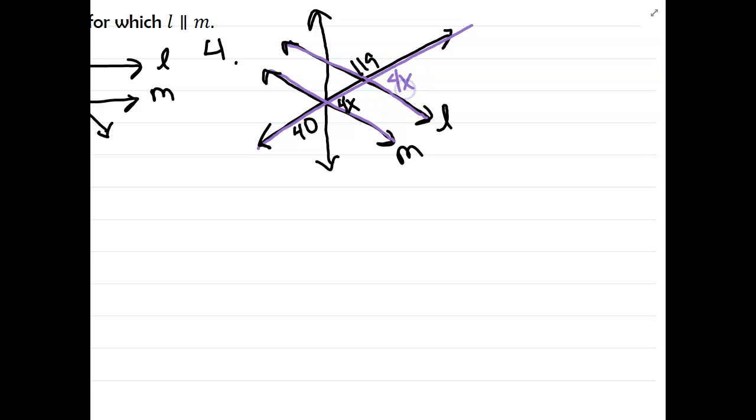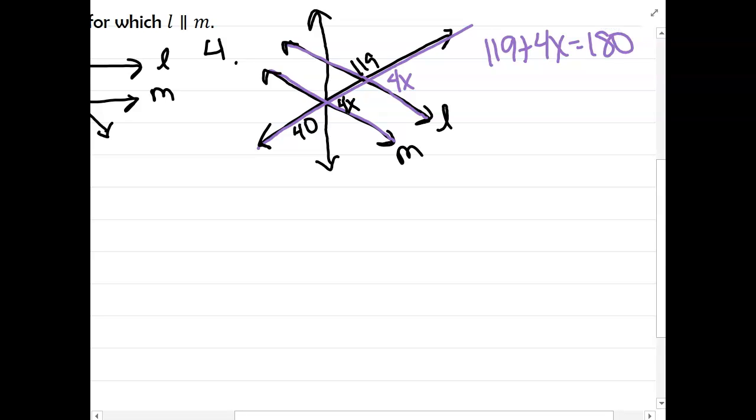Okay, that's equal to 4x. How do you know that? That's a corresponding angle. Good. How will that help me do my next step? Good. 119 plus 4x equals 180 because they are a linear pair.